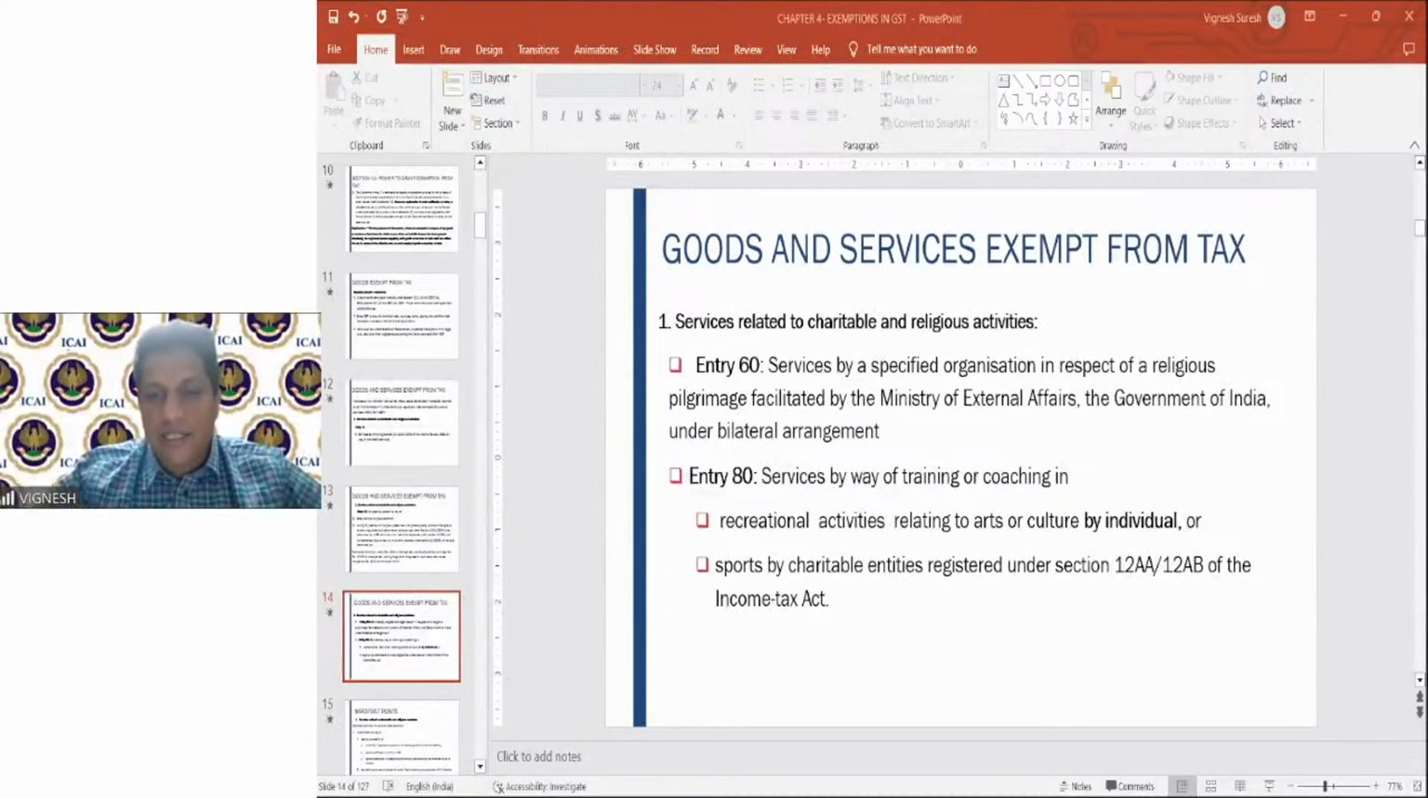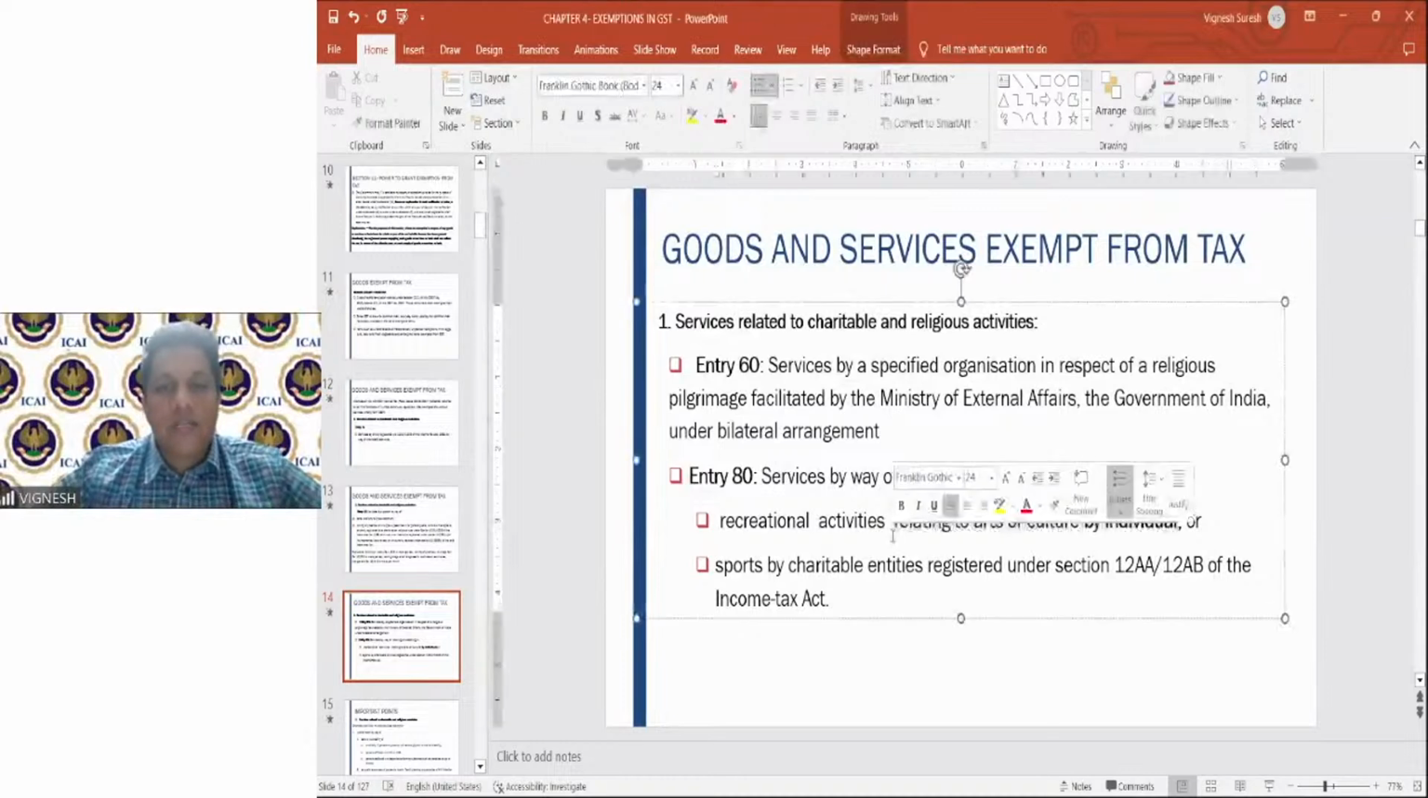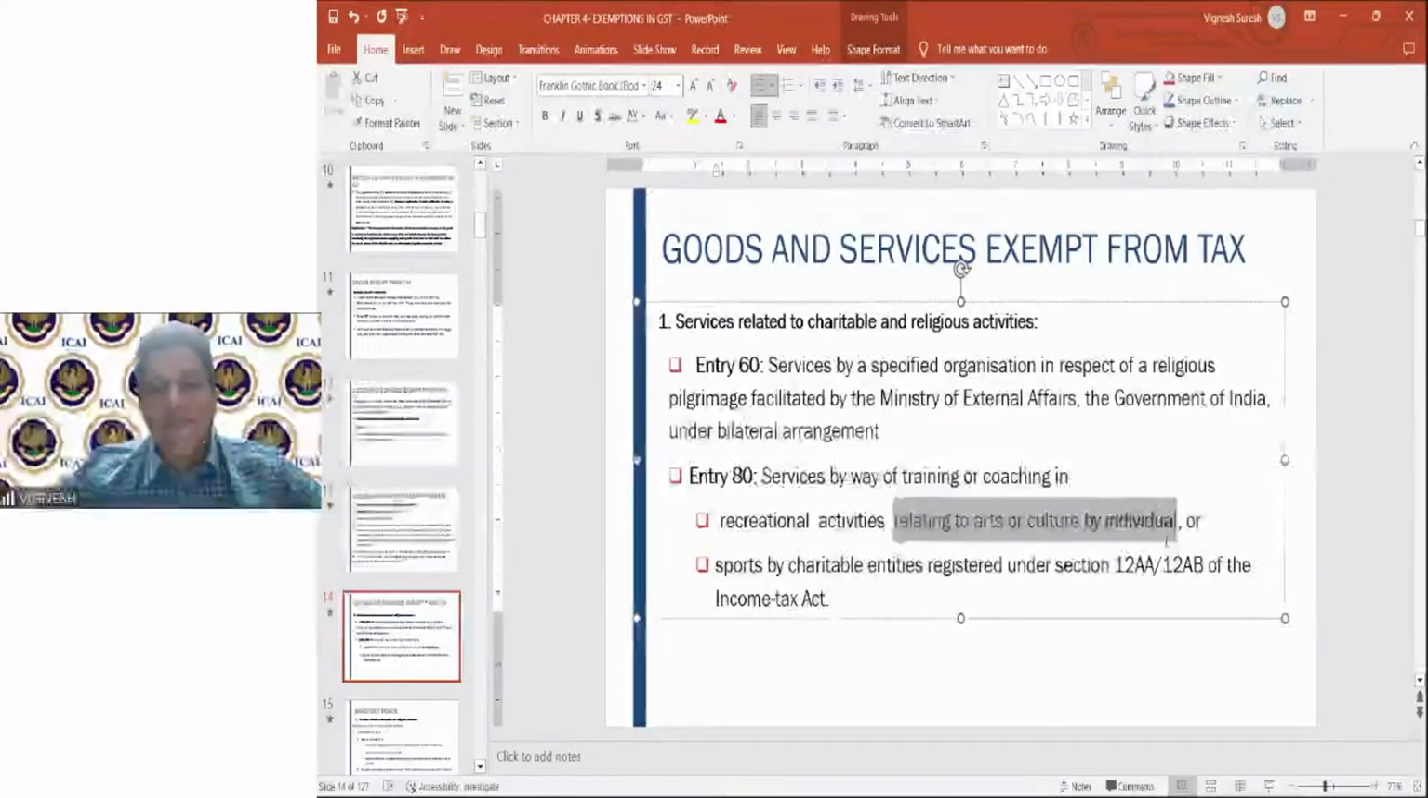But there is a slight change which has happened. Now it is arts or culture, and an individual has to provide the service. Recreational activities relating to arts or culture are exempt only if an individual provides the service. Arts or culture means drama, theatre, dance, etc. But the individual has to provide the service, not charitable entities. Please bear in mind, so the individual has to provide recreational activities, then it is exempt.